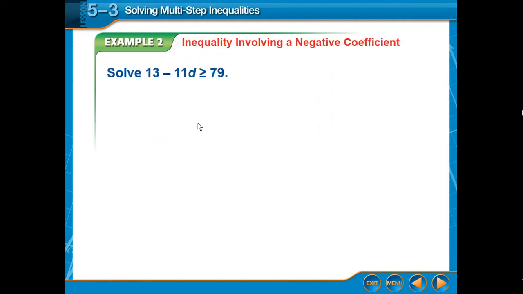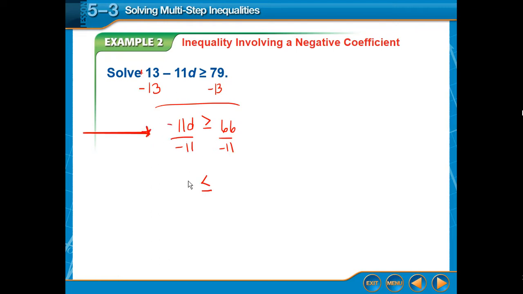If I want to solve this one, again, we want to get that d by itself. So I want to get rid of this 13. 13 is positive there, so to get rid of it, I'm going to do minus 13 to both sides. So I get negative 11d is greater than or equal to 66. To get d by itself, I want to get rid of that negative 11. But remember, when you divide by a negative number, the sign switches directions. Don't forget to switch the sign for dividing by a negative. So I get d, and 66 divided by negative 11 is negative 6. So d is less than or equal to negative 6.